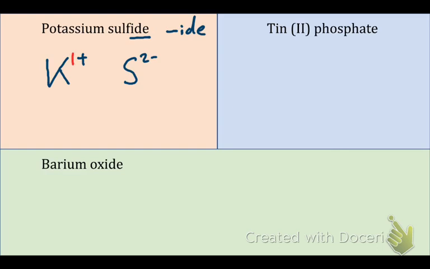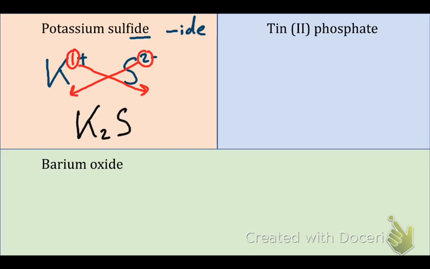Now there's a 1 above here. So what you're going to do is use the crisscross method. You're going to take the 1 and the 2 and you're going to crisscross them across the ions. What this does is it artificially calculates the least common multiple for you. So your chemical formula will have no net charge. So this is the correct formula for potassium sulfide.